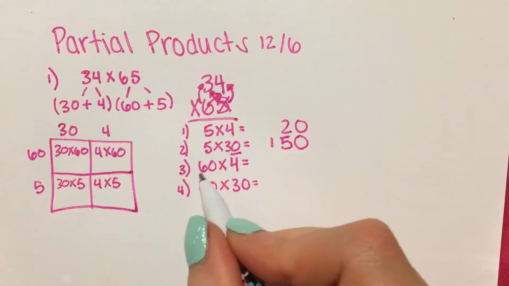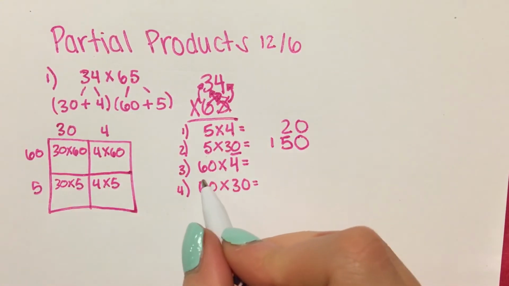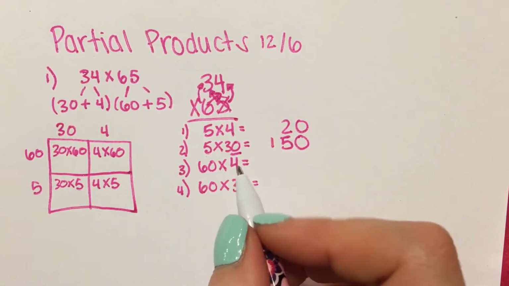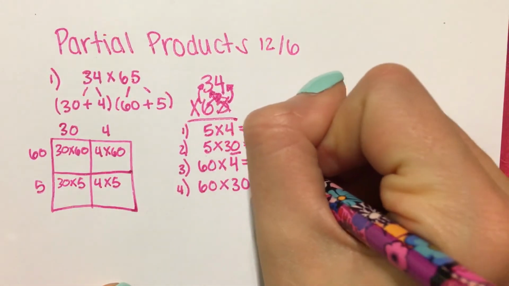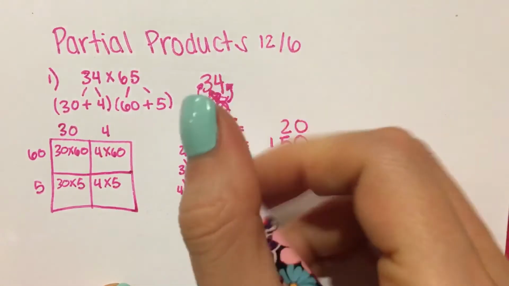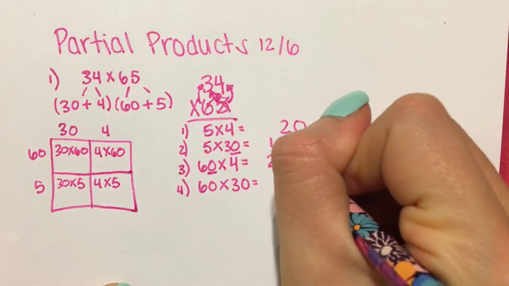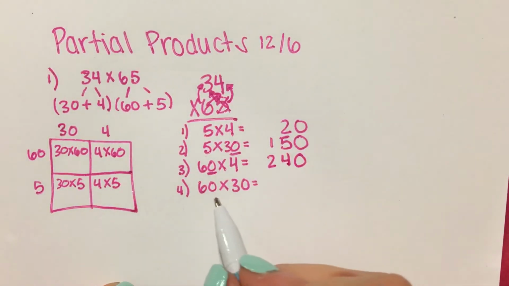60 times 4, I might not know what 60 times 4 is, but I do know that 6 times 4 gives me what? 6 plus 6 is 12, 12 plus 12 is 24. Put your 24, don't forget about that 1 0 right there. And move on to your last piece.